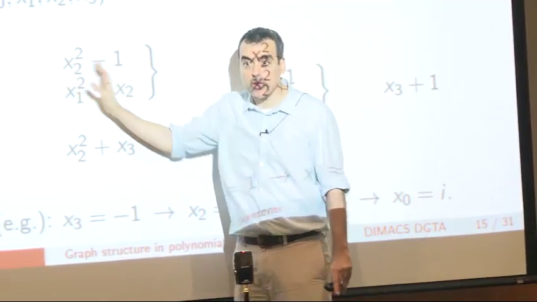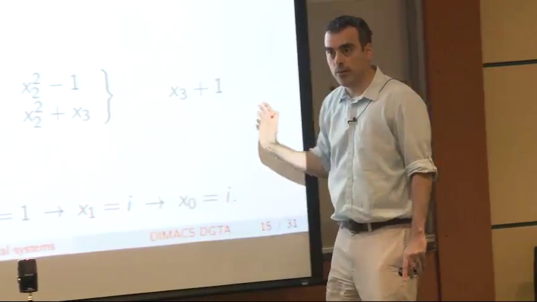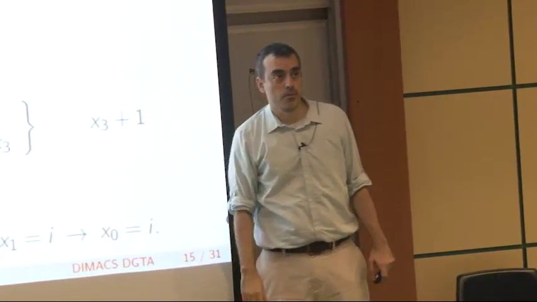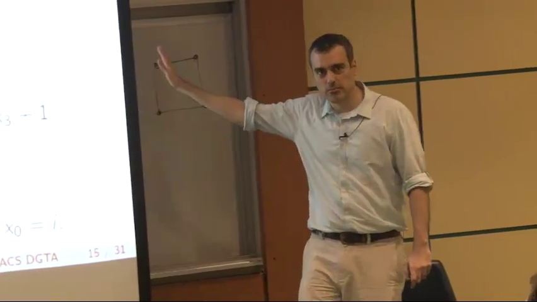But I never computed with more than 2 variables at a time. And why 2? Because the size of the largest clique in this graph is equal to 2. Right? Is that clear? Somehow the mechanics of it.